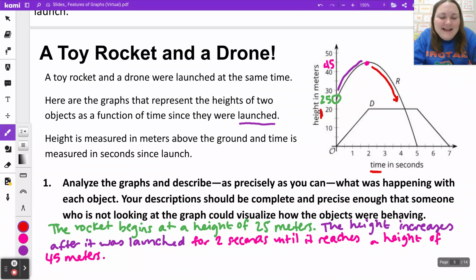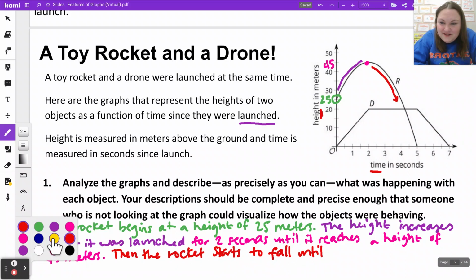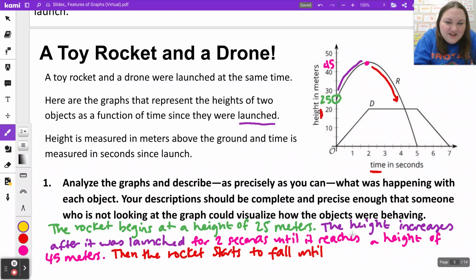So now I could say the height is decreasing, but I'm going to use the words falling. Our toy rocket is now falling from the sky. So I could say, then the rocket starts to fall until there's one final point I want to mention. It starts to fall until when? Well, it's going to keep falling until this point here. Go ahead and see if you can describe that point I circled in yellow.